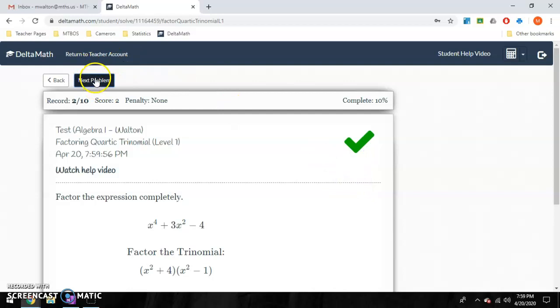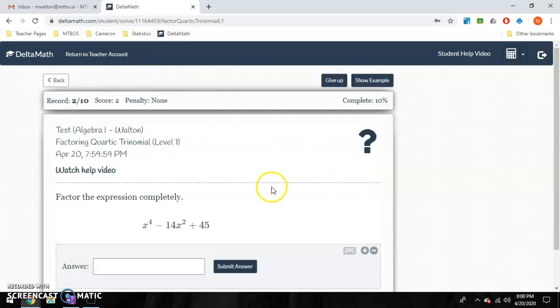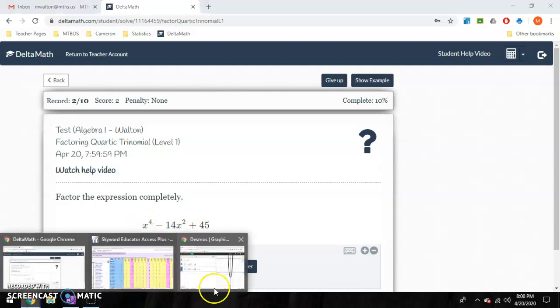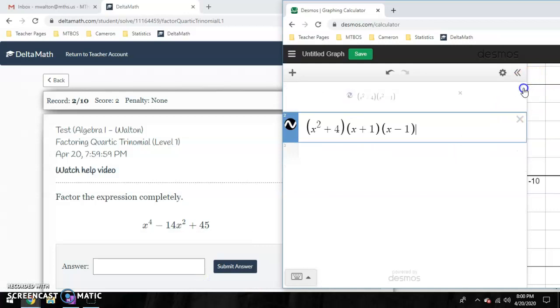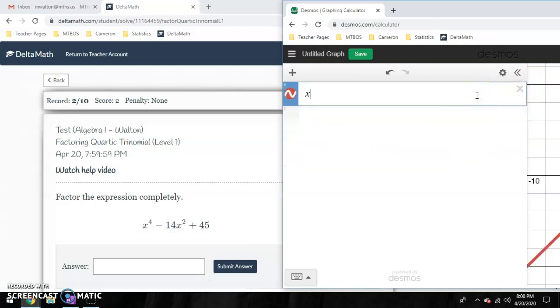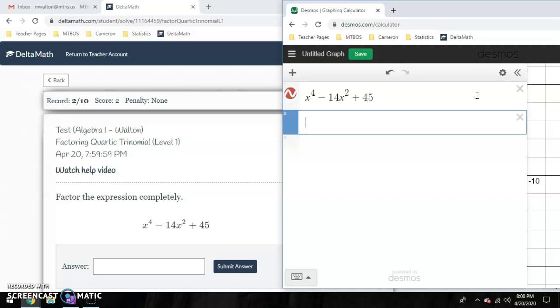All right, let's do one more. All right, looking at this one, I have x to the fourth minus 14x squared plus 45. All right, here we go. Let's see what I can do. I have x to the fourth minus 14x squared plus 45. All right, looking at this, I don't have a GCF that I could pull out. X to the fourth breaks up into x squared and x squared.